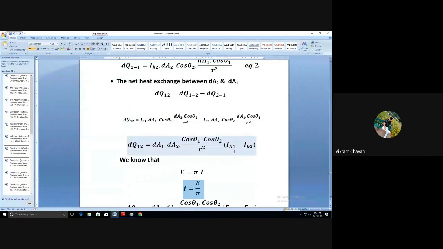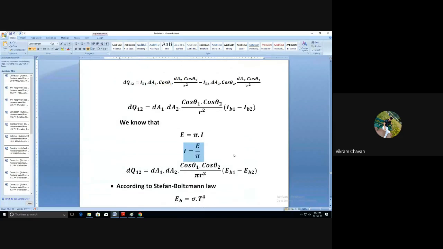So we have taken that pi common outside the bracket, and we will get dq12, the net exchange between the two bodies dA1 and dA2, equal to dA1 multiplied by dA2 multiplied by cos theta 1 multiplied by cos theta 2 divided by pi r square, inside the bracket EB1 minus EB2, the emissive power of black body 1 minus emissive power of black body 2.